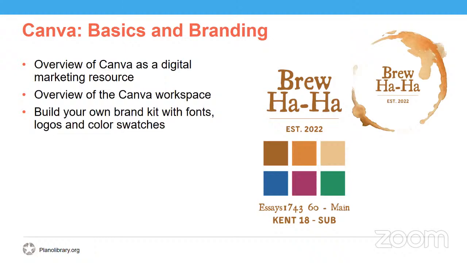And then I'm going to show you how you can build your own brand kit with fonts, a logo, and color swatches, kind of like you can see on the right of the screen. We made up a business. It's called Brouhaha. It is a coffee and tea shop. And you can see we've made a logo. There's fonts chosen and color swatches as well. And so we're going to show you how you can do that as well.